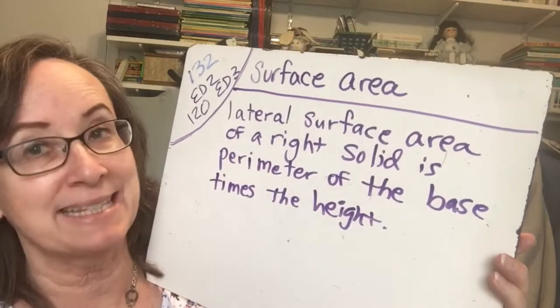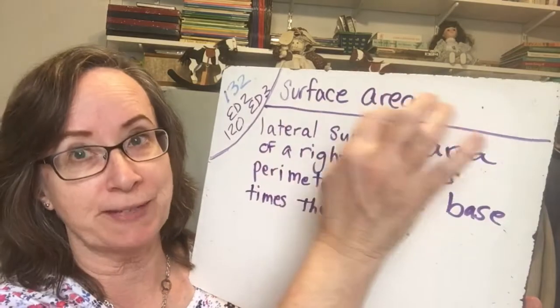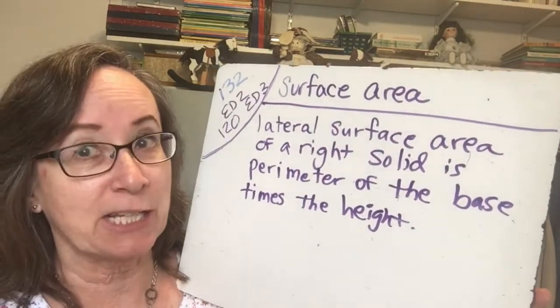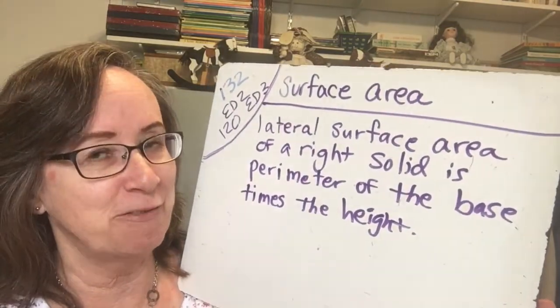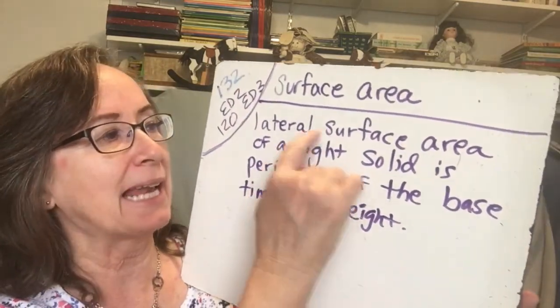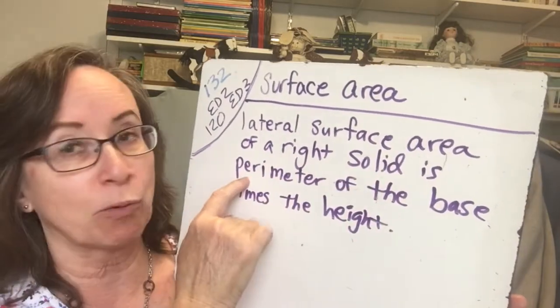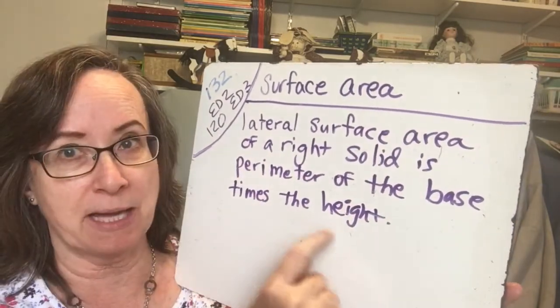Okay, so this last section, this is a long lesson, isn't it? This last section is about surface area, and specifically surface area of pyramids and cones. But this is just a review. Remember that lateral surface area of a right solid is the perimeter of the base times the height.